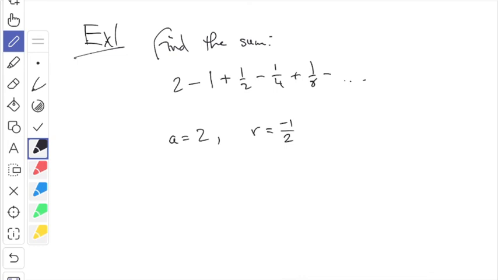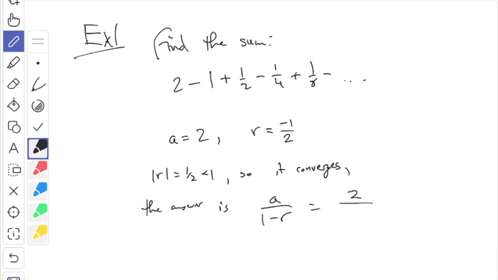So what's the thing add up to? First of all, it does converge because absolute value of R in this case is 1/2, which is less than 1, so it converges. And then the answer is A over 1 minus R, right? Which is 2 over 1 minus -1/2. Which, if you wanted to simplify, it's 2 over 3/2, which is 4/3, right? That's the answer.